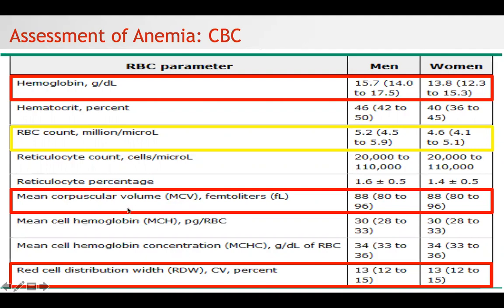With our mean corpuscular volume, or MCV, this measures the average red blood cell size. And this is a diagnostic parameter for evaluating anemia and differentiating if it's macrocytic, microcytic, or normocytic, which also would help to determine the type of anemia the person is experiencing. So MCV is essentially the average red blood cell size. And then we have red cell distribution width, or RDW, and this measures the variation in the red blood cell size.